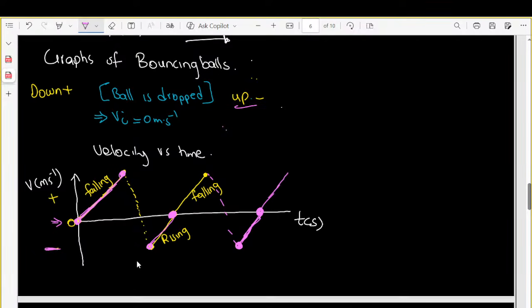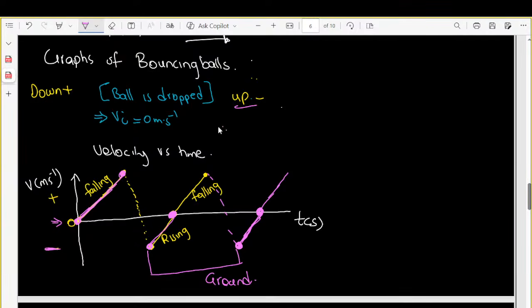So what I'm trying to say is that this point here and that point is your ground. It's where the ball hits the ground. If you can understand that one, you are good.